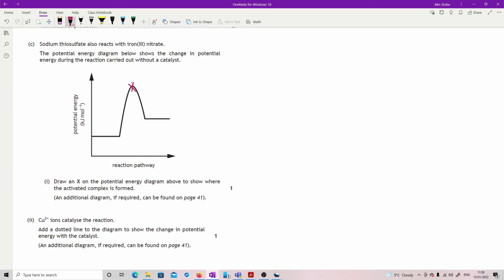Copper ions catalyze the reaction. Add a dotted line to show the change in potential energy with the catalyst. Okay, what you must do is lower the activation energy but still maintain your delta H. So you still have to have this distance from your reactants to products, which must remain the same. And then your activation energy has to be dropped. However you do it, as long as it's a dropped dotted line, it gets you the mark.